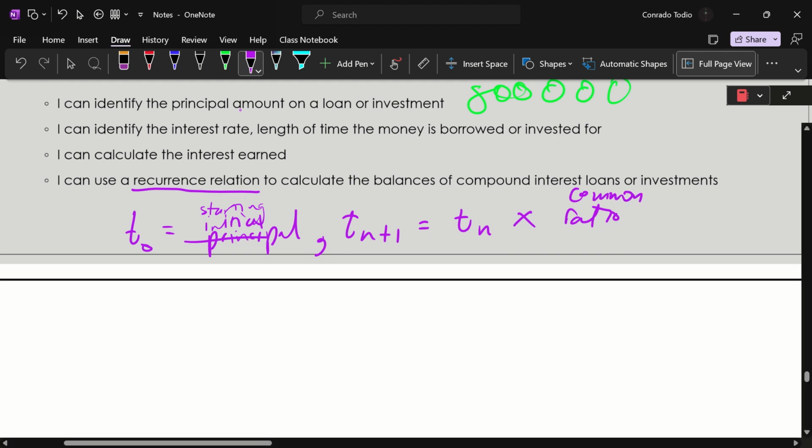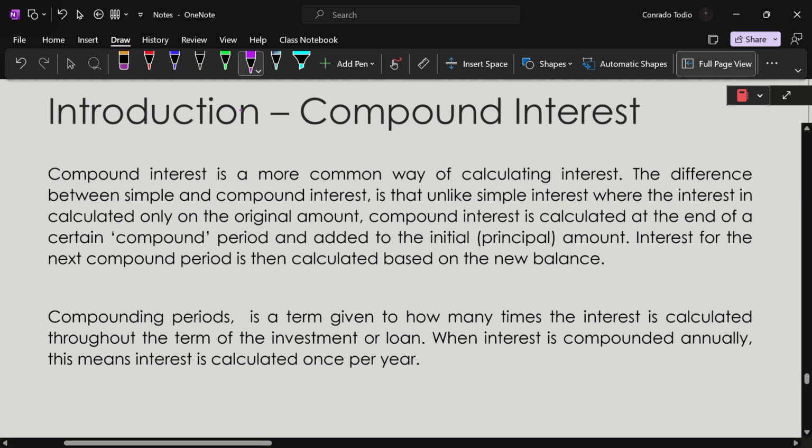Why isn't it different? Because common difference is add, subtract. Ratio is multiply. Okay, that's what we learned about, yeah? All right, let's use this.